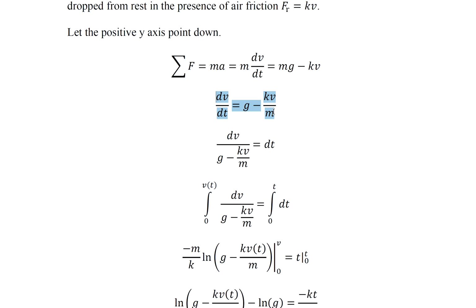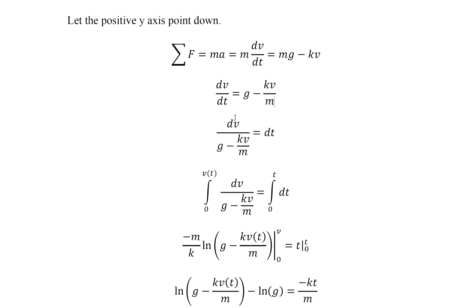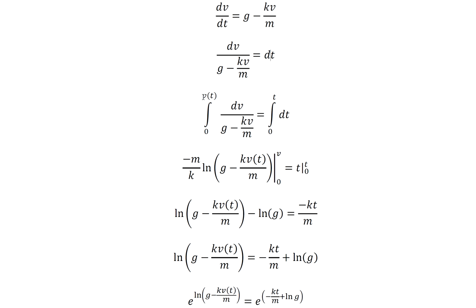On the second line, we just divided by mass from the first line. In this third line, you could see we multiplied both sides by dt and divided both sides by g minus kv over m. Then here we put the integral on both sides, and this is a definite integral, so we put values on the integral. Here we evaluated the integral.